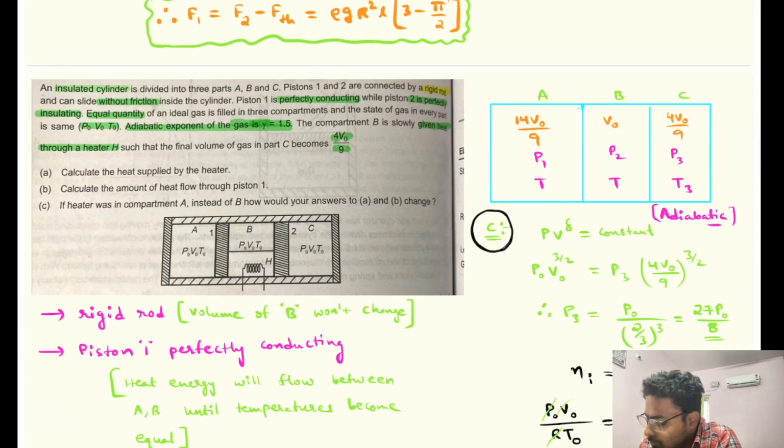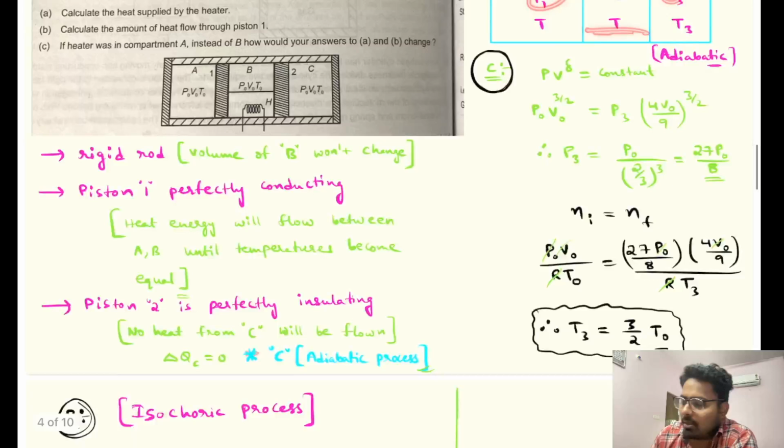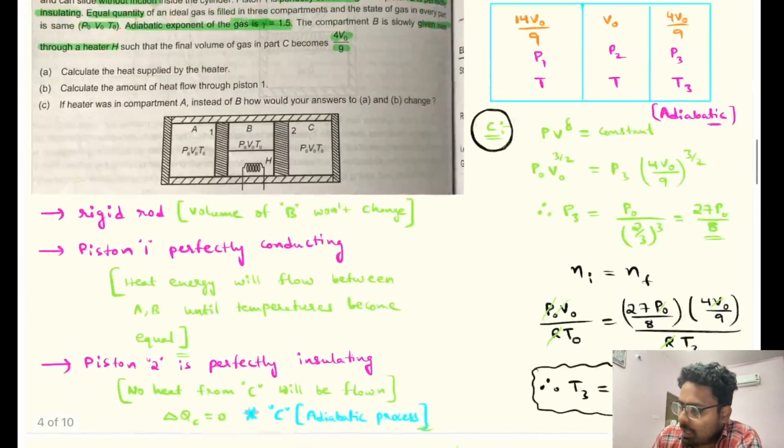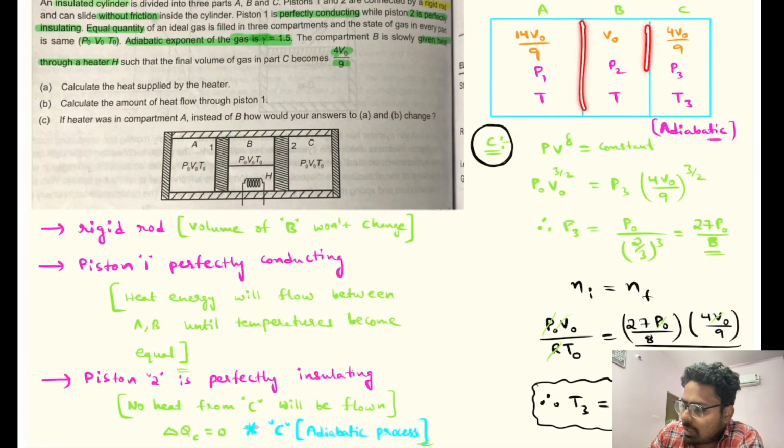But here there is a problem for us. We need to find the values of P1, P2, and T and T. And here there is one more important thing that we can get. These two pistons are connected by a rod. Very important point over here: compartments A and C are separated by two pistons which are connected by a rigid rod. Consider this as a rigid body.